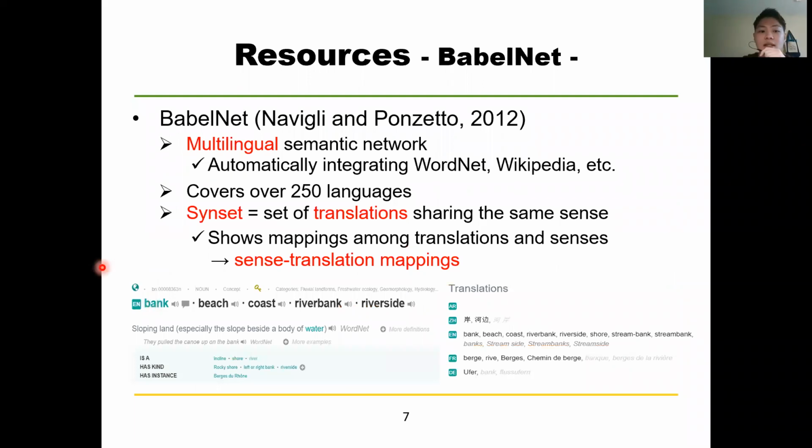Another important resource is BabelNet, which is a multilingual semantic network constructed by automatically integrating WordNet, Wikipedia, Wiktionary, and other resources using machine translation techniques. BabelNet covers over 250 languages, and like WordNet, it also has the structure of a synset. But unlike WordNet synsets, a BabelNet synset is a set of translations sharing the same sense, as shown in the picture here. So we can view BabelNet synsets as mappings among translations and senses. We refer to it as sense translation mappings.